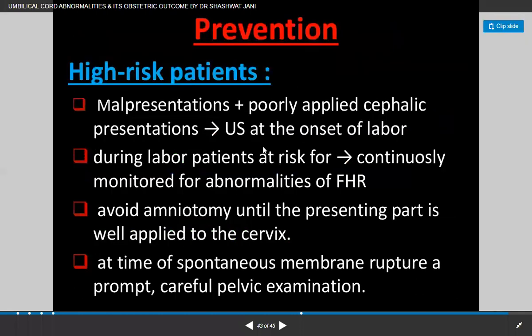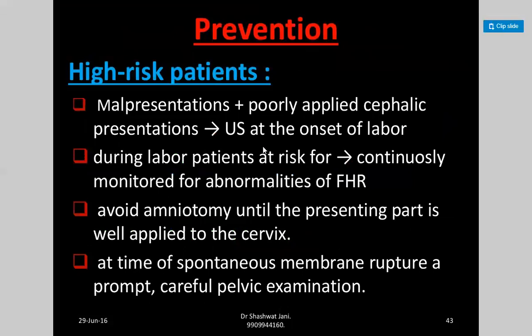And the prevention. So how can you prevent it? If it is malpresentation or a poorly applied cephalic presentation, that is identified at the onset of labor. During labor, patients at risk are continuously monitored for abnormalities of FHR. So during labor we have to monitor the FHR, that is the fetal heart rate, and avoid amniotomy until the presenting part is well applied to the cervix. And at the time of spontaneous membrane rupture, a prompt, careful pelvic examination. That's what we have to follow.